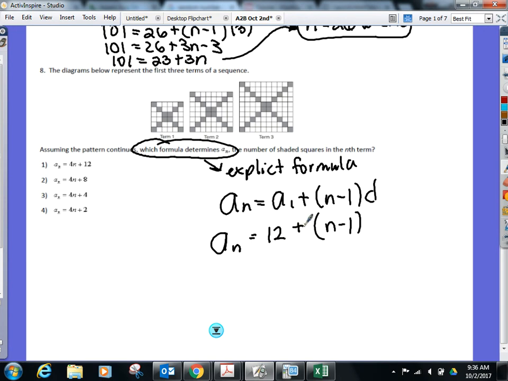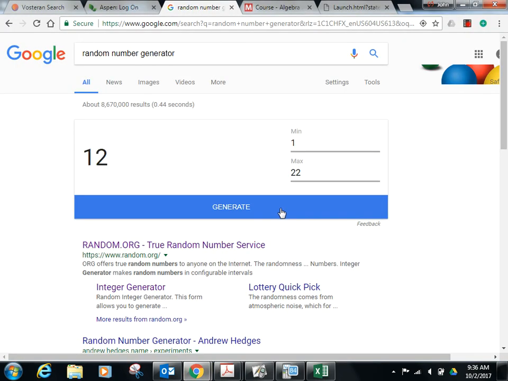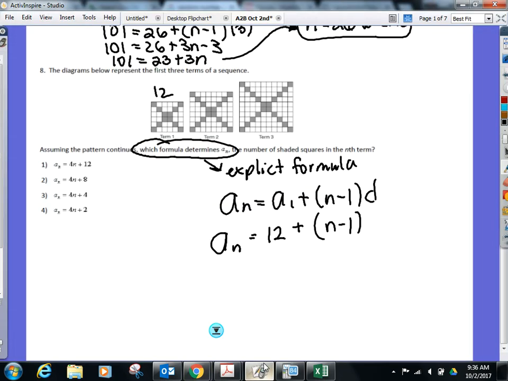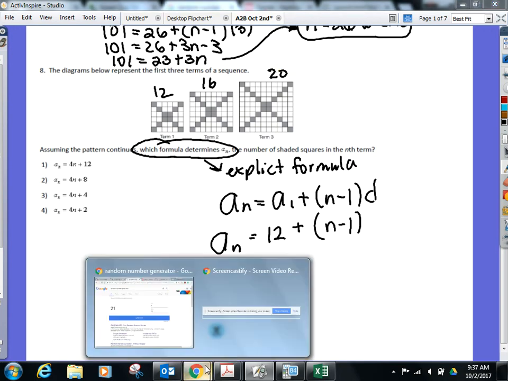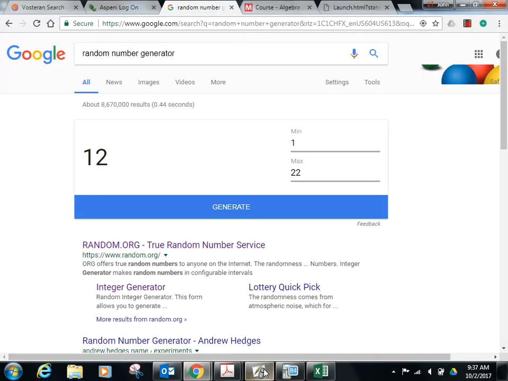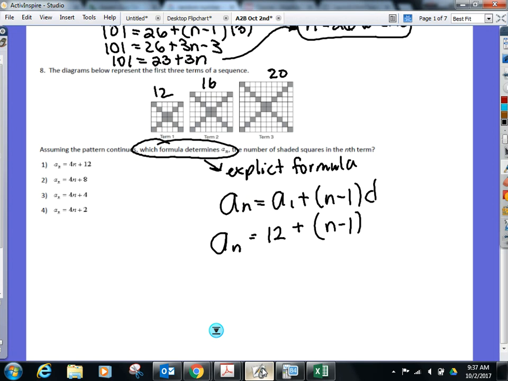12 plus, okay, how many in the next one now? So I can find out what my common difference is. How many in the next one? 21. How many shaded squares in the next one? 16. And then if you counted it up, there should have been 20 here. So I have a common difference of what as far as the shaded squares go? 4. Everyone see that? 4 more every time.